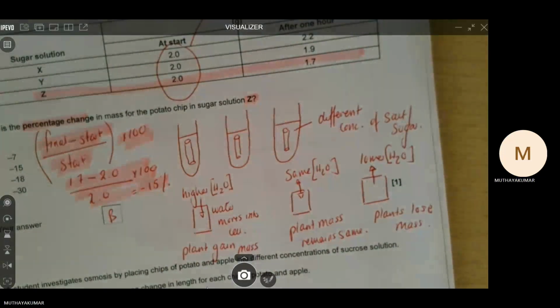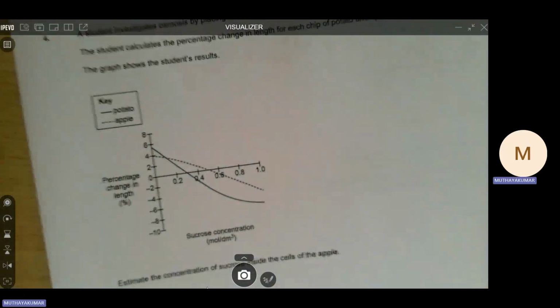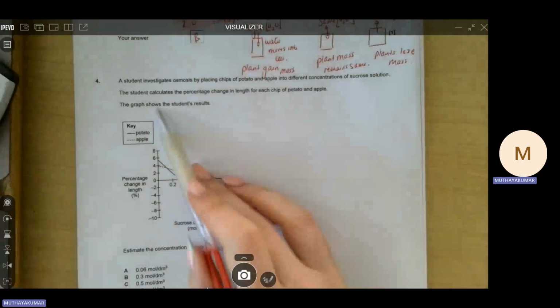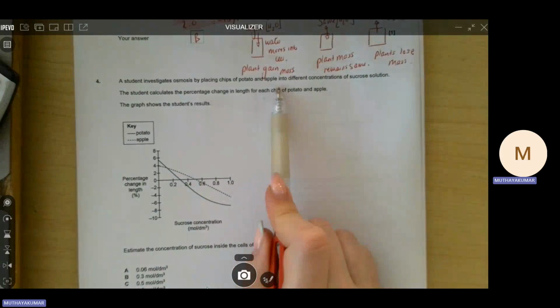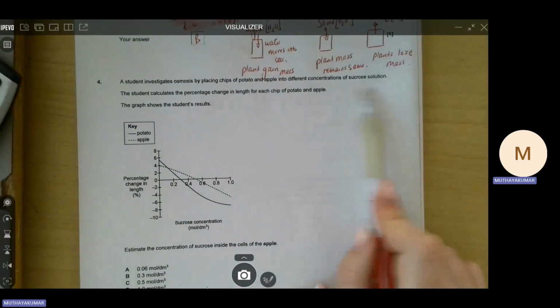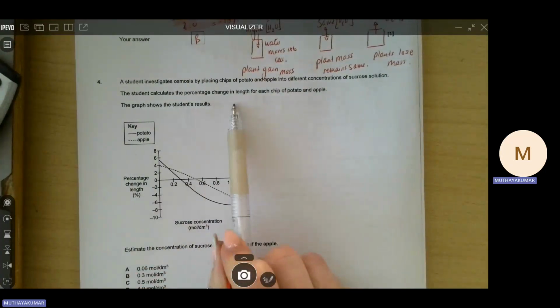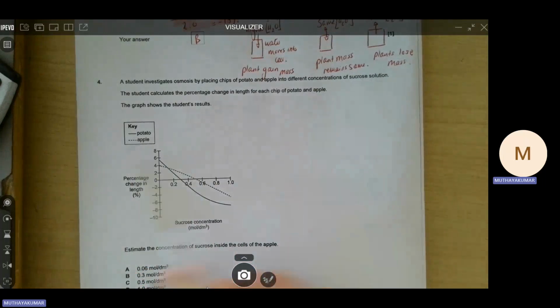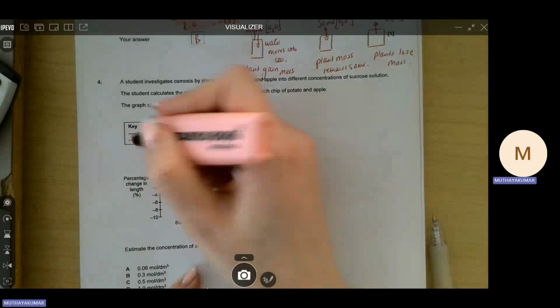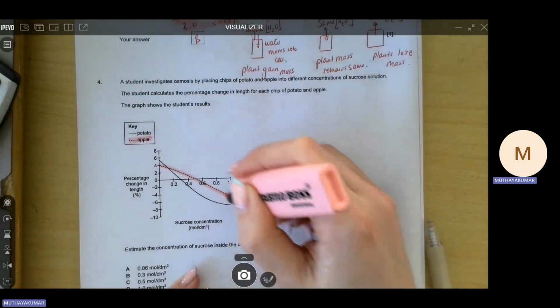Okay. So for question 4, it's using the same principle. Okay. But now you get given a graph of the results. So a student investigates osmosis by placing the potato chips and apple into different concentrations of sucrose, so different sugar concentrations. The student calculates the percentage change in length for each chip of the potato and apple, and it has the results. It says estimate the concentration of sucrose inside the cells of the apple. So what you need to focus on is the dotted line. You're going to ignore the other line.